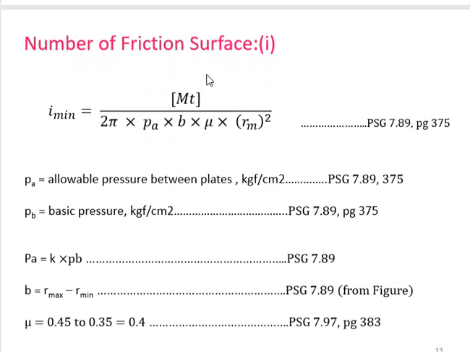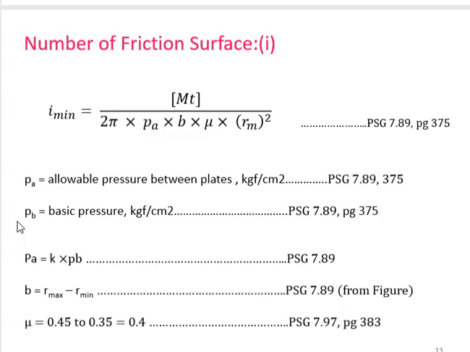Number of friction surfaces is represented by I, and the formula for that is given in the PSG page number 7.89. In this formula we know what is MT and design MT, and we know what is PA. Now PA is the allowable pressure between plates which we need to calculate.